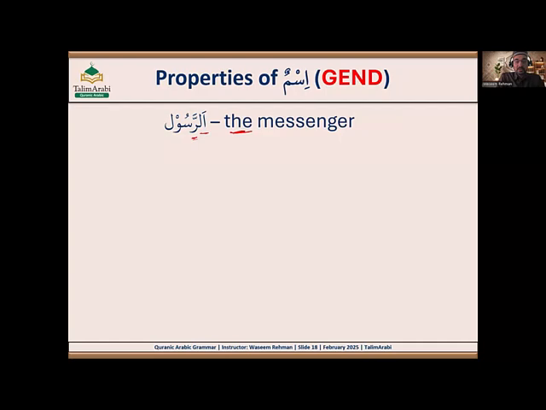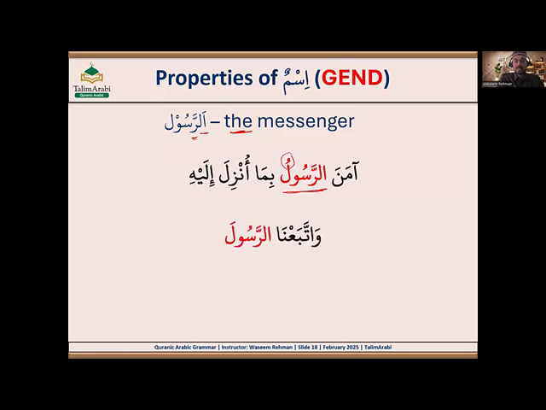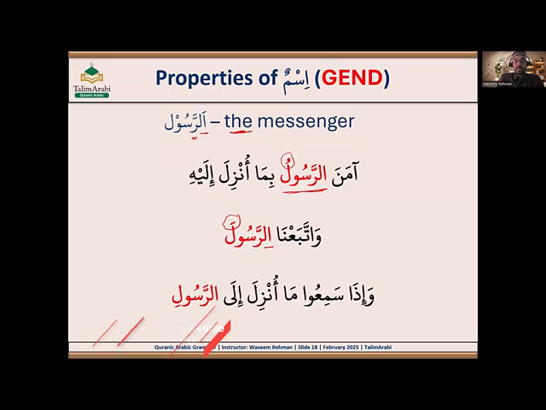Now let's check a few verses on that as well. Amana rasulu bima unzila ilayhi min rabbihi. Here we see ar-rasul, the same word but now with al. And we know that when al comes, tanween gets dropped. We only have a single dhamma. Wattaba'ana rasula, here we have fatha, ar-rasula. Then wa idha sami'u ma unzila ila ar-rasuli, with kasra. So when there is al, there is no tanween: single fatha, single dhamma, single kasra.